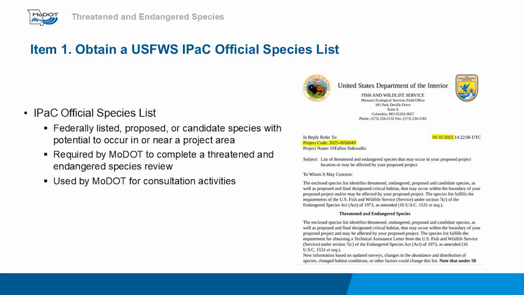An official species list will contain a unique project code and the date that the list was generated, similar to the image on the screen. Before generating an IPAC official species list, you will need to make sure you know the project location, limits, and description of the proposed project work. The following slides describe the step-by-step process to generate an IPAC official species list.